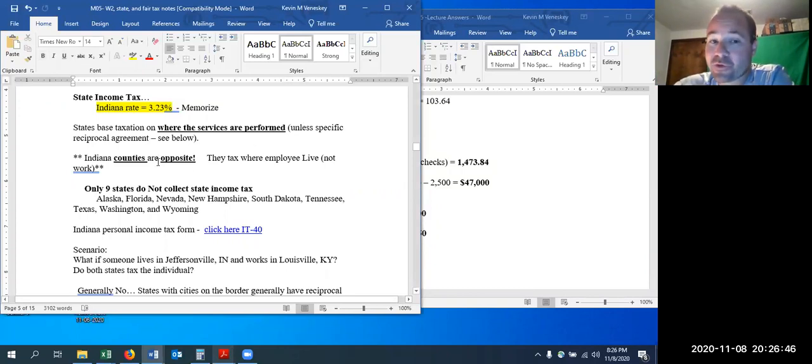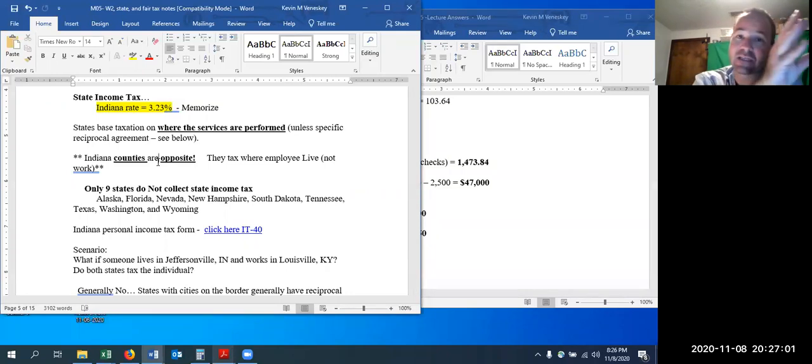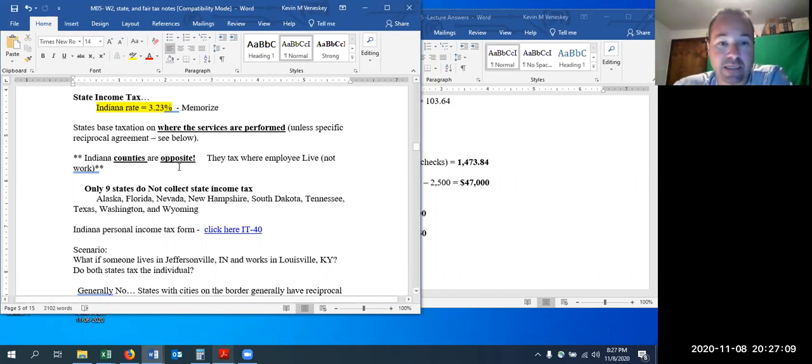Now note the counties are different. When you're in Indiana, counties tax you on where you live. So just because I'm headquartered out of the Muncie campus in Delaware County, I'm actually taxed on the county next to Muncie. I'm taxed in Madison County because I live in Madison County. Even though I work in Delaware, taxes are based on where you live for the county.